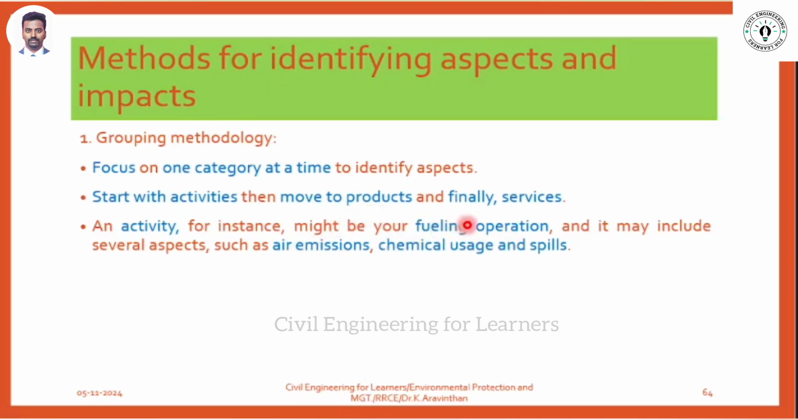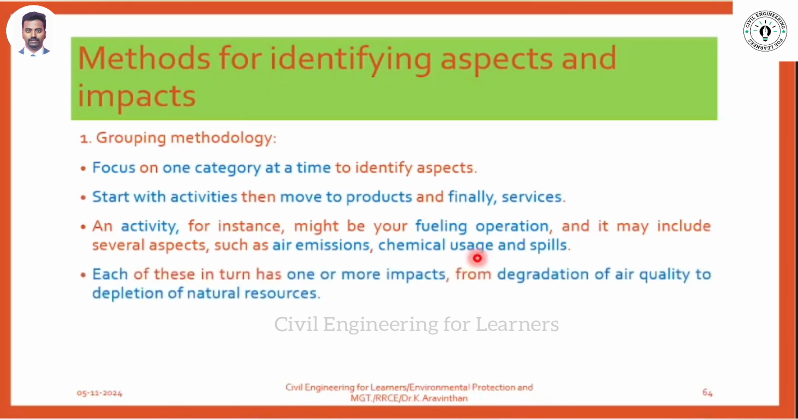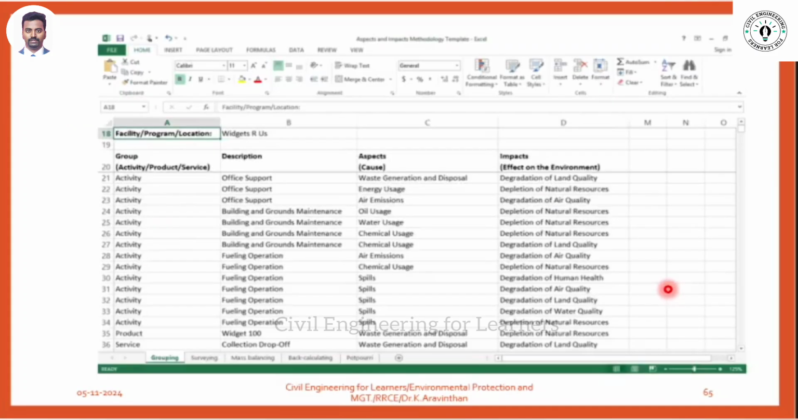When you are using fuels, it emits air pollutants, it uses chemicals, and it spills. You can use another option also, biodegradable energy. Then each of this will turn into impacts. Which fuel you use matters. If you use diesel, it impacts in a different way. How? It impacts the disintegration of air quality. When you are using diesel, CO2 emits, so that is the degradation of air quality.